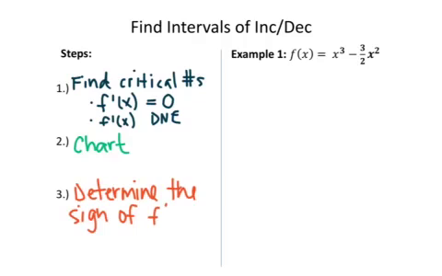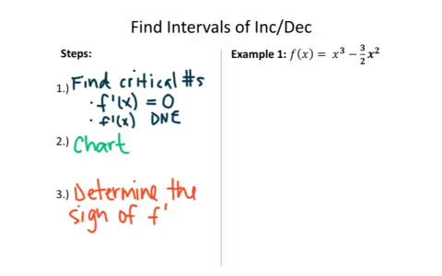Excuse me, the sign of f prime. Okay, so using these three steps, let's look at an example. First of all, we're given this function x cubed minus 3/2 x squared. And let's say I want to find the intervals of increase and decrease. So the first thing I need to do is find the critical numbers.